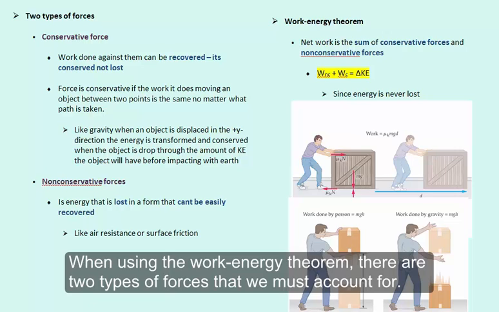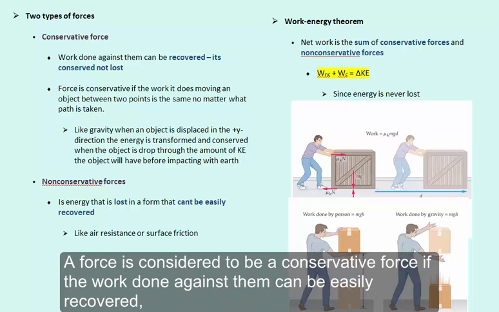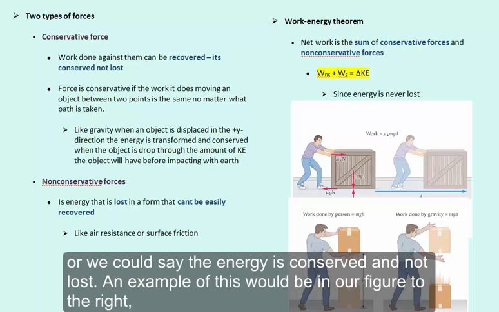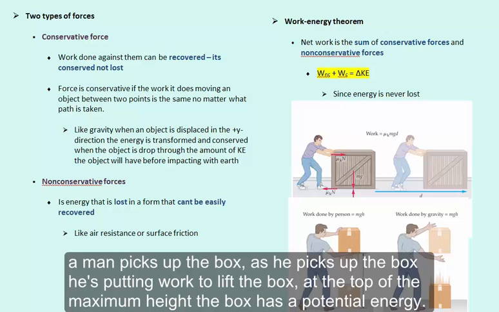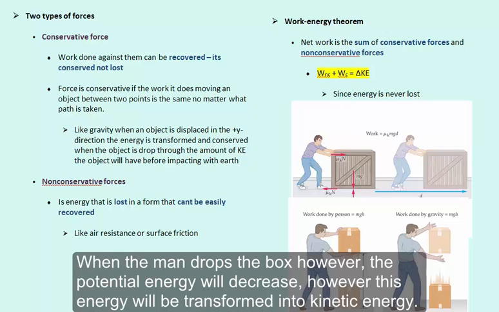When using the work energy theorem, there are two types of forces that we must account for. A force is considered to be a conservative force if the work done against it can be easily recovered, or we can say the energy is conserved and not lost. An example of this would be in our figure to the right, a man picks up the box. As he picks up the box, he's putting in work to lift the box. At the maximum height, the box has potential energy. When the man drops the box, however, the potential energy will decrease. However, this energy will be transformed into kinetic energy.